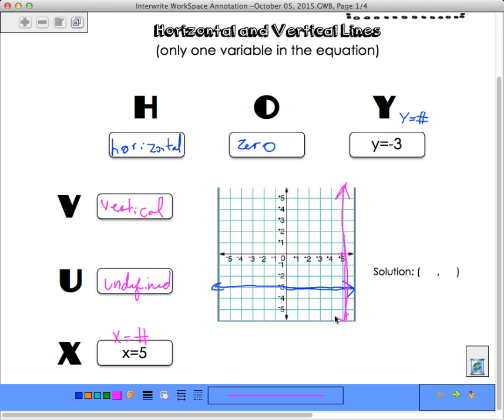And the point where those two lines cross, that's your solution to your system. The solution to the system is where the two lines intersect. So here, it would be at 5, -3. This point right here, where they cross, is at 5, -3.